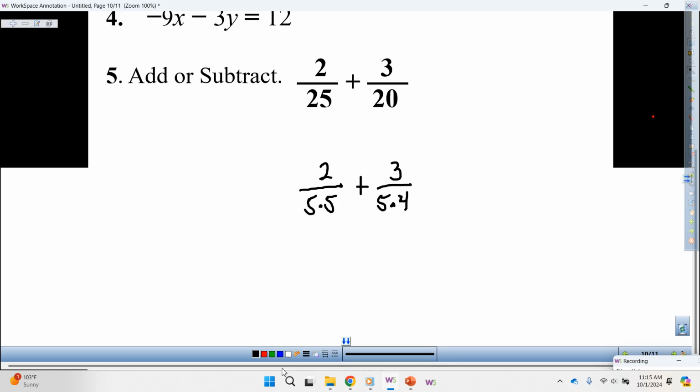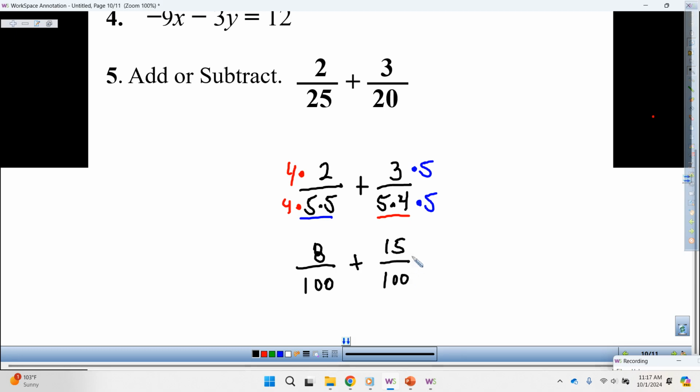Do they look the same? No. So question, what does this one have that this one needs? The 5, so times 5 times 5. That is correct. What does this one have that this one needs? The 4, so times 4 times 4. So let's rewrite these fractions. 4 times 2 is 8 for the numerator. 5 times 5 is 25 times 4, that's 100, plus 3 times 5 is 15. 5 times 4 is 20 times 5, that's 100.